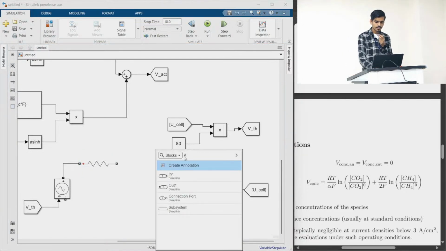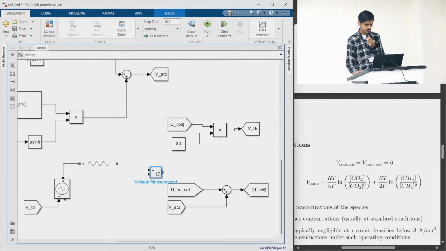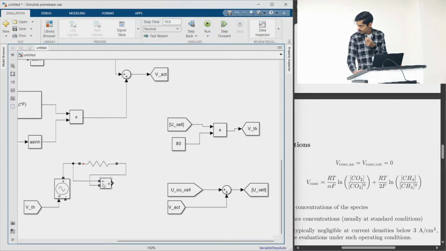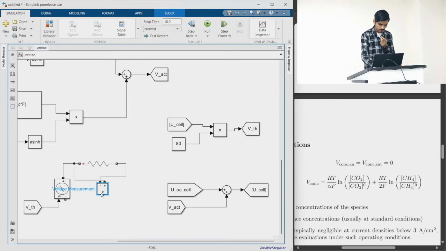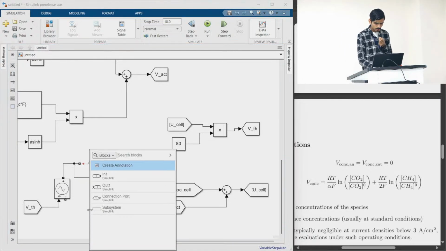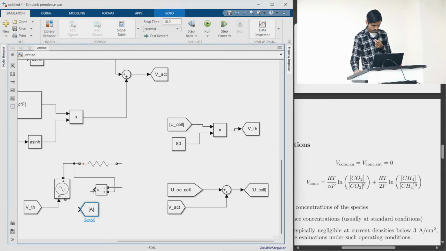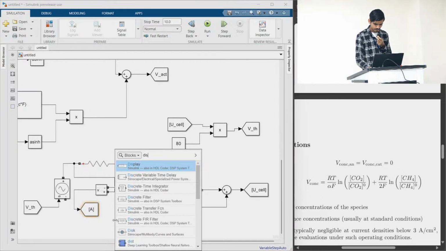So now search for the voltage measurement block. Now connect this voltage measurement block with the resistance, like shown on the screen. Please connect the voltmeter with the resistance. Now create one Goto and one display.